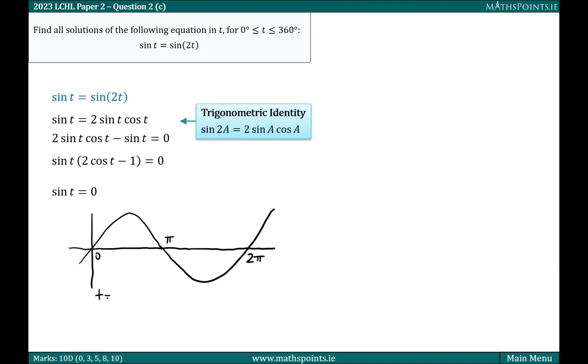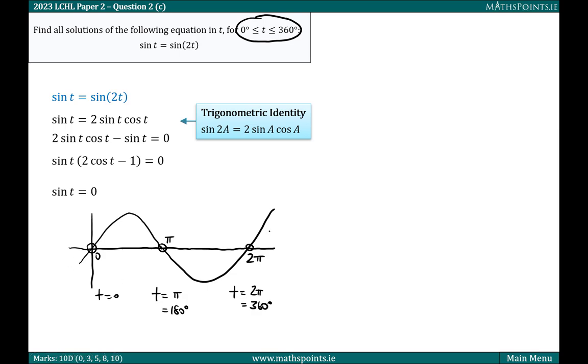So t equals 0 here, that gives 0. T equals pi, or if we use degrees, we have 180 degrees, that gives 0. And then t equals 2 pi, or 360 degrees, that gives 0. So there are three solutions, 0, 180, 360, they're all in the domain 0 to 360 degrees. And so there are three of our solutions.